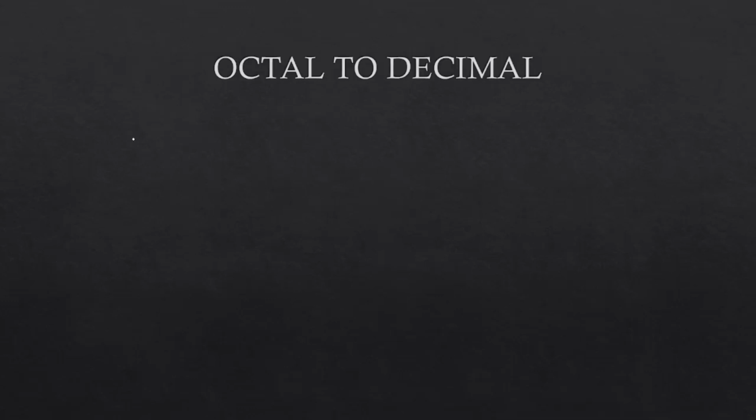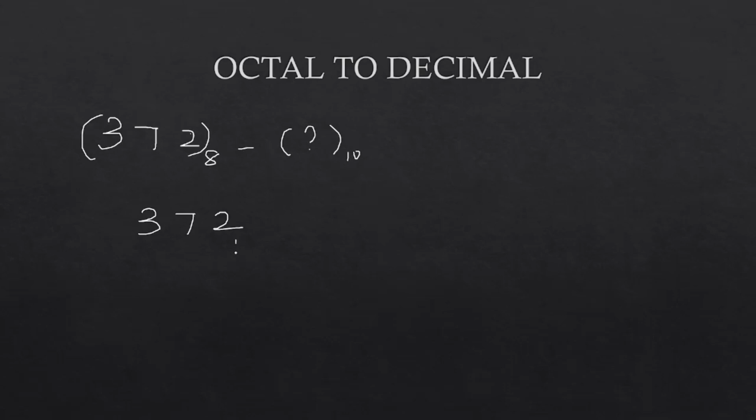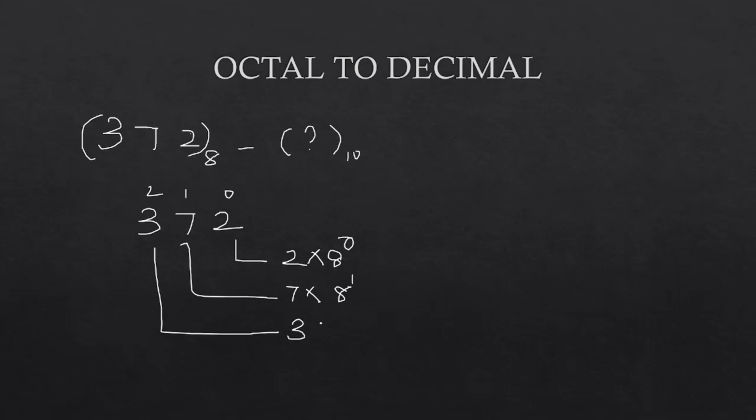Okay, what is the next one? Octal to decimal. Octal to decimal is also the same concept only. So for example 372 to the base 8, I am going to convert it into decimal. How can I do it? The same concept. For 372, take 2 into 8 to the power of 0. So here the positions are 0, 1 and 2. The same way 7 into 8 to the power of 1, and 3 into 8 to the power of 2. This is what you have to convert.